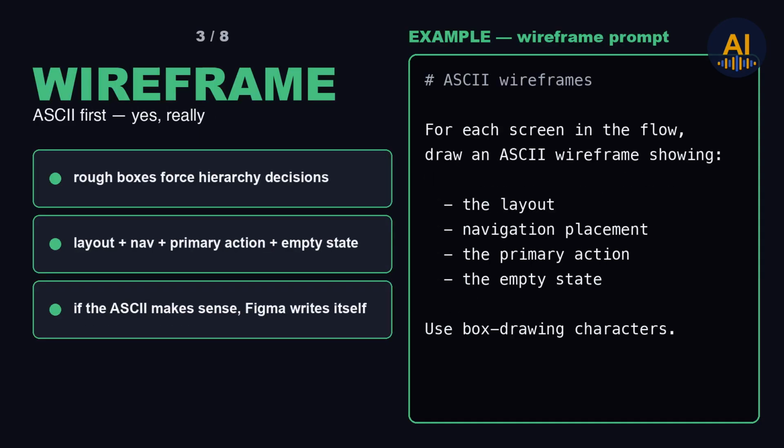Phase 3, wireframes in ASCII. Yes, really, ask Claude. For each screen in the flow, draw an ASCII wireframe. Show the layout, the navigation, the primary action, and the empty state. You'll get rough boxes and labels. It looks ugly. That's the point. Ugly wireframes force decisions about hierarchy and structure before you waste time on visual polish. When the ASCII version makes sense, the Figma version writes itself.